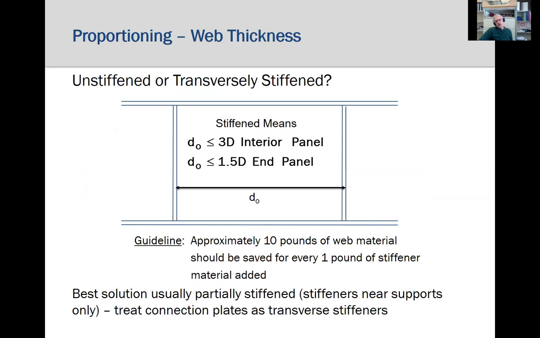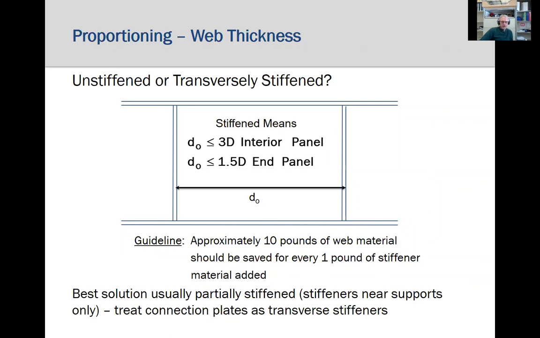A big issue with regard to choosing a web thickness is to decide whether to go with an unstiffened web or a transversely stiffened web. Web panels with transverse stiffeners spaced at distances larger than the limits shown here are considered to be unstiffened webs. Note that the cross-frame connection plates should always be considered to act as transverse stiffeners.